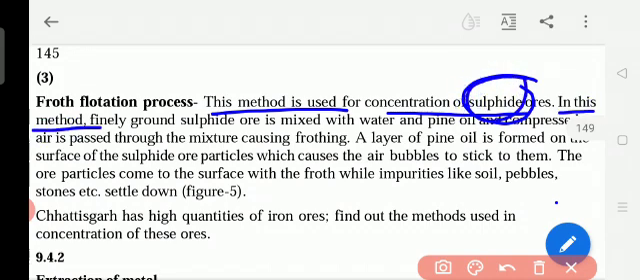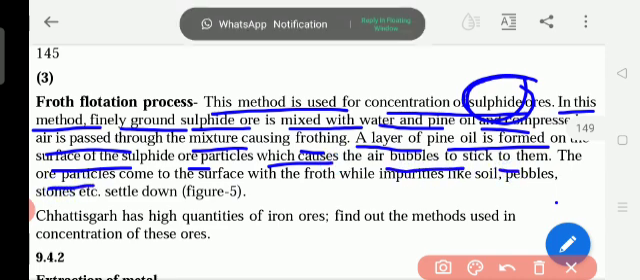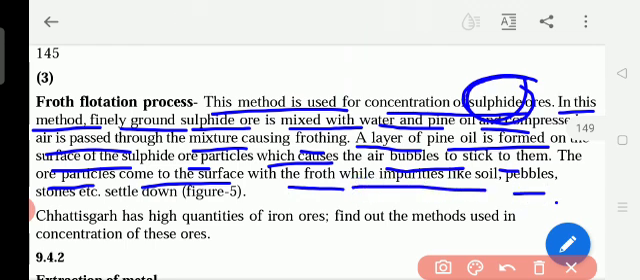In this method, first we have to grind the ore finely; only afterwards will the concentration of ore take place. Sulfide ore is mixed with water and pine oil, and compressed air is passed through the mixture causing frothing. A layer of pine oil is formed on the surface of the sulfide ore particles, which causes the air bubbles to stick to them. The ore particles come to the surface with the froth, while impurities like soil, pebbles, stones, etc. settle down.